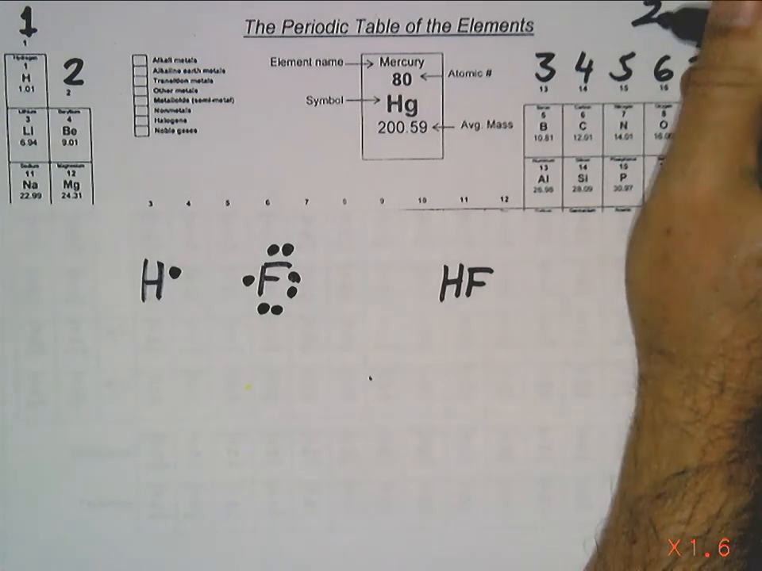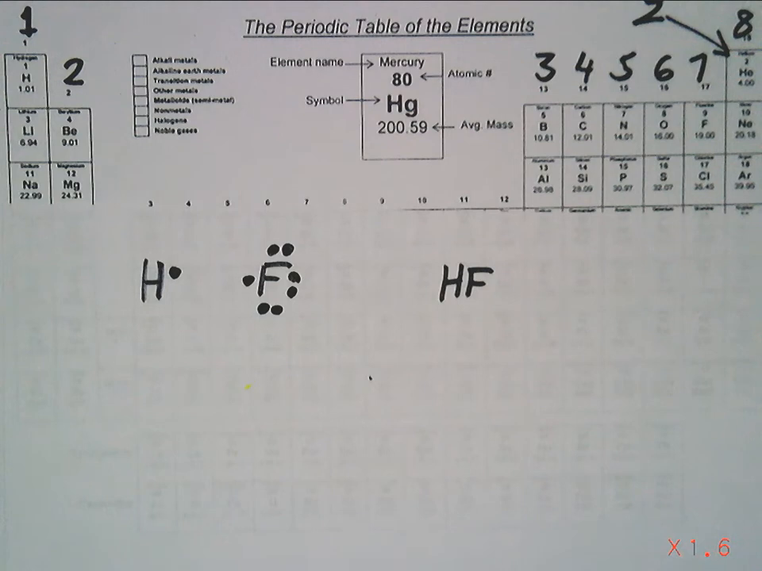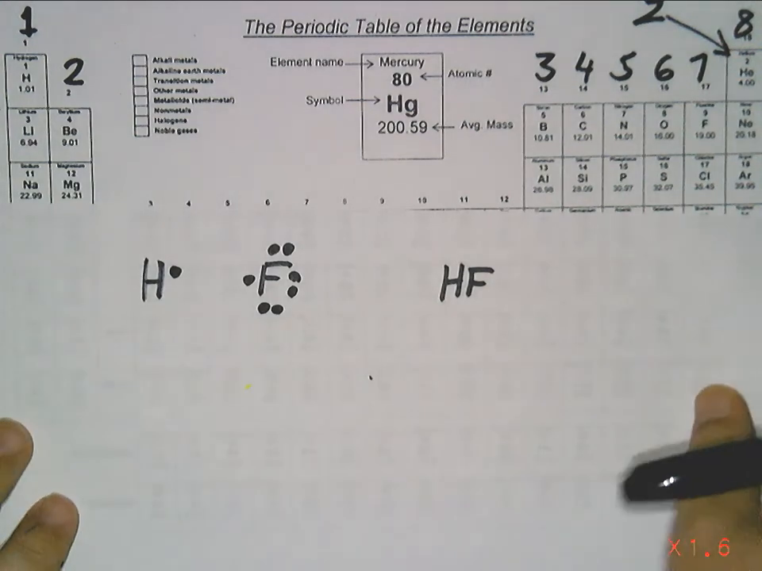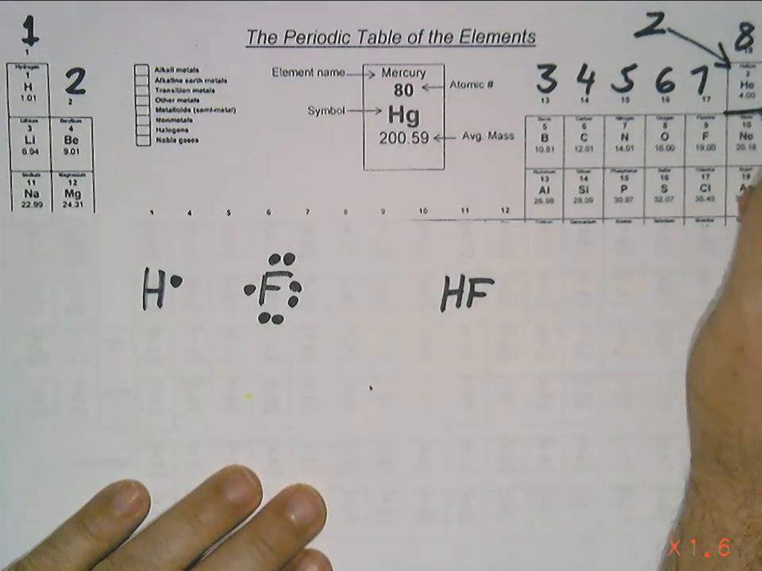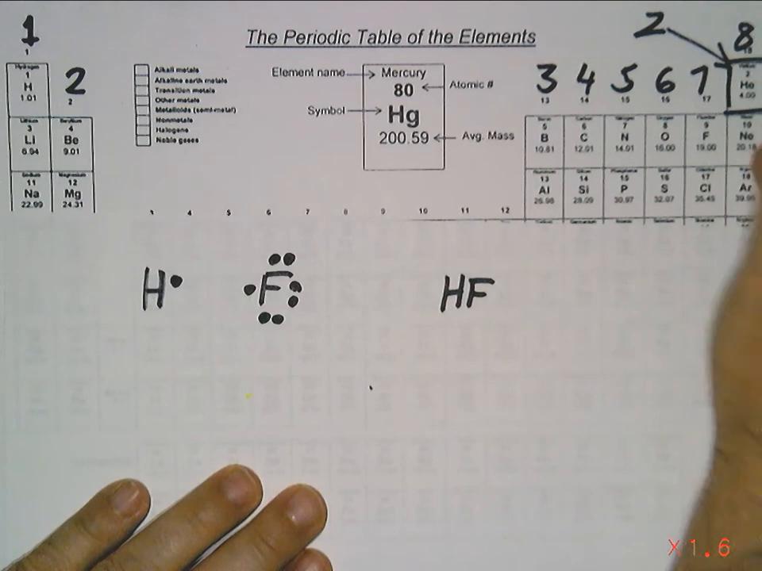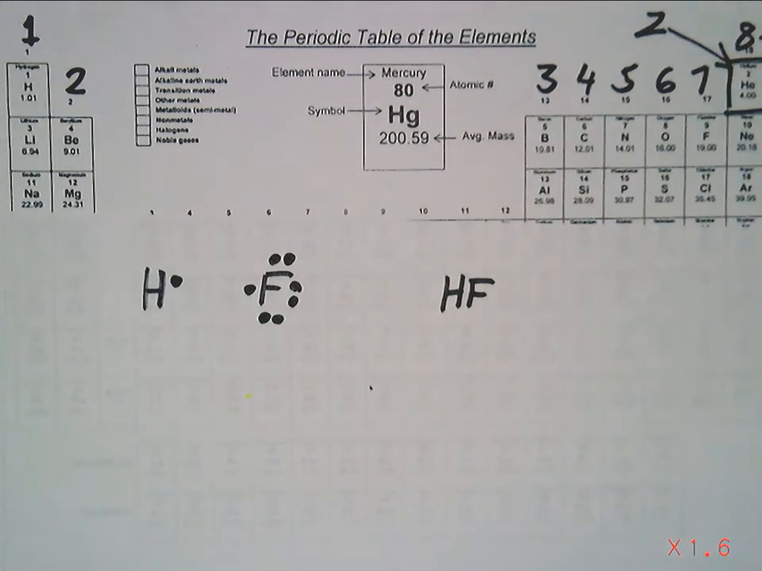It's got 2 valence electrons, and you know that. You know it has a 1s2 configuration. So this one is an exception. Watch out for it. All the other noble gases have got 8.